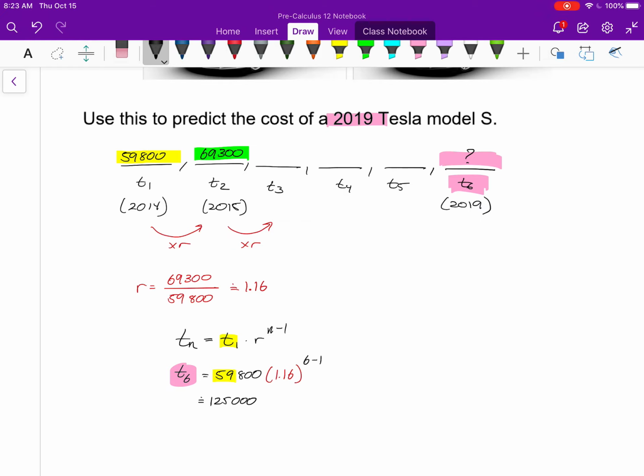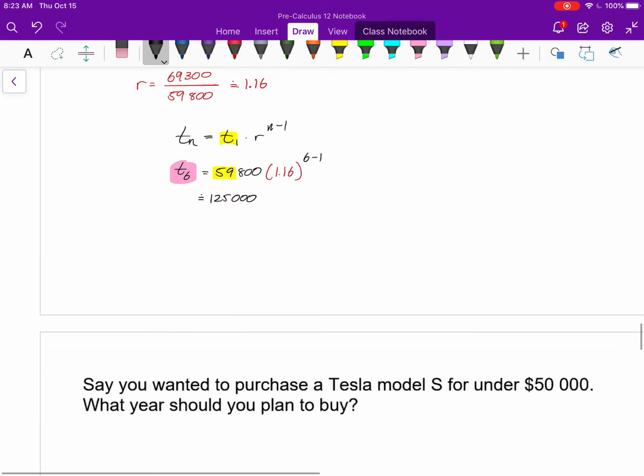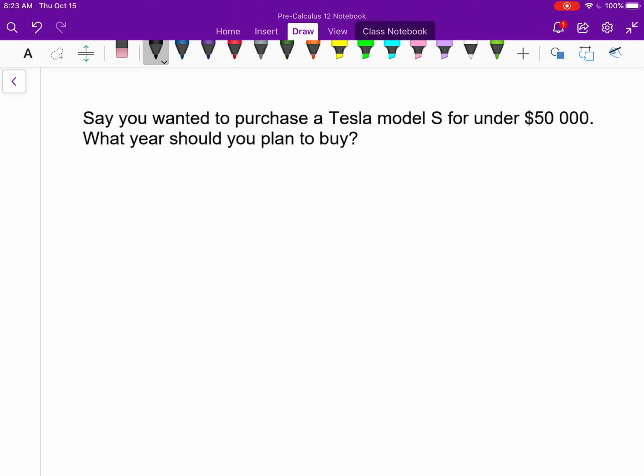Okay, so my last question, which is really easy if you understand what all this means. And the more we focus on formulas, the less you probably understand what these things mean. The last question is, say you wanted to purchase a Tesla Model S, the same type of car, for under $50,000. What year should you plan to buy? So how can we figure that out? Again, I'm wary of using formulas. In this case, it will definitely not be more helpful.